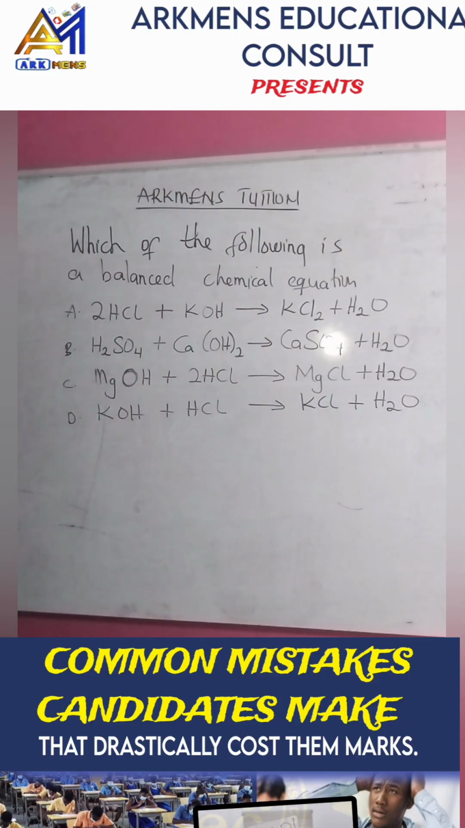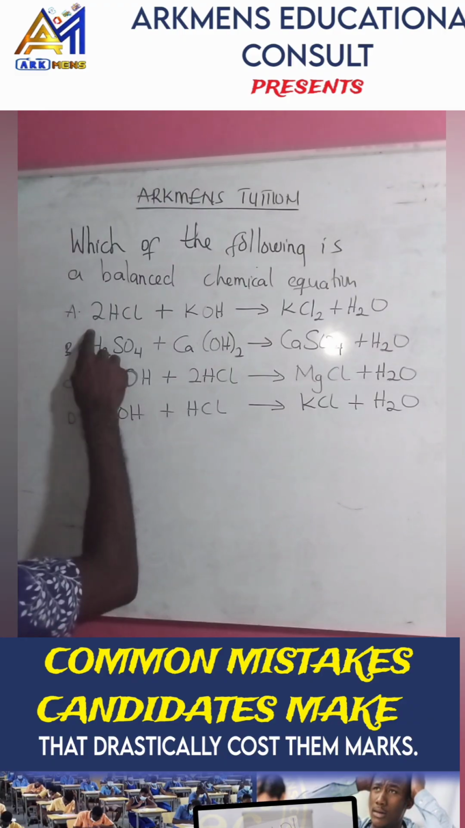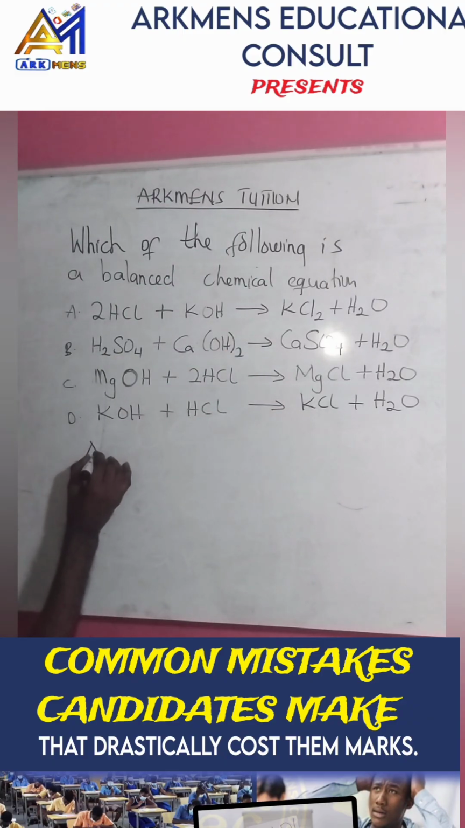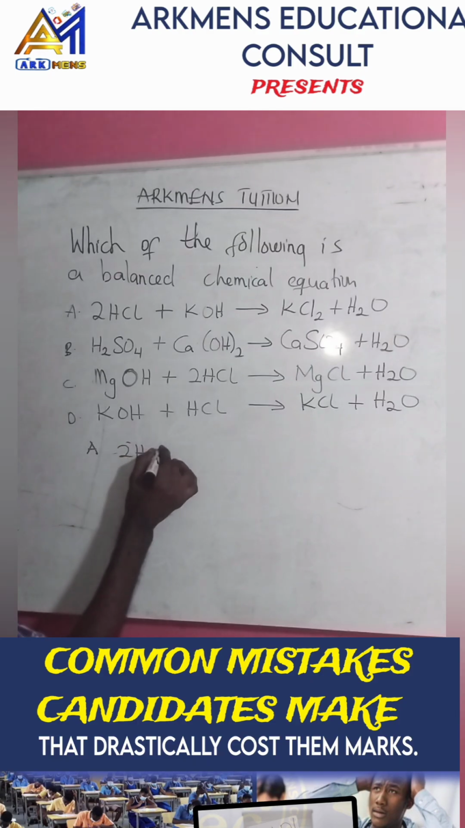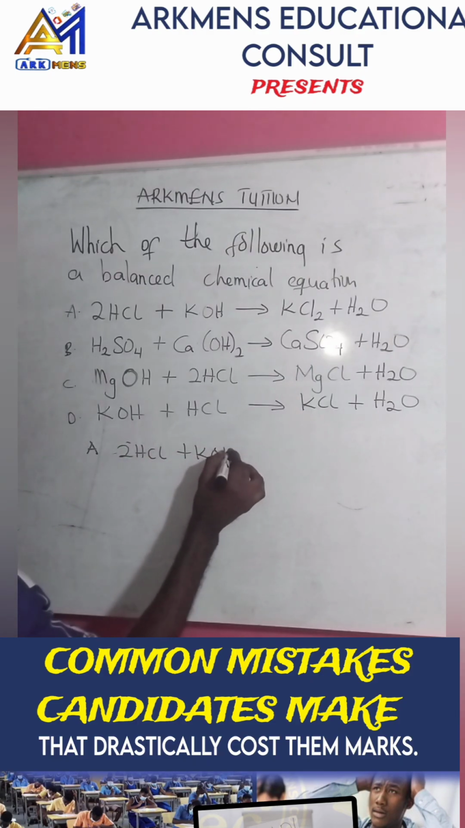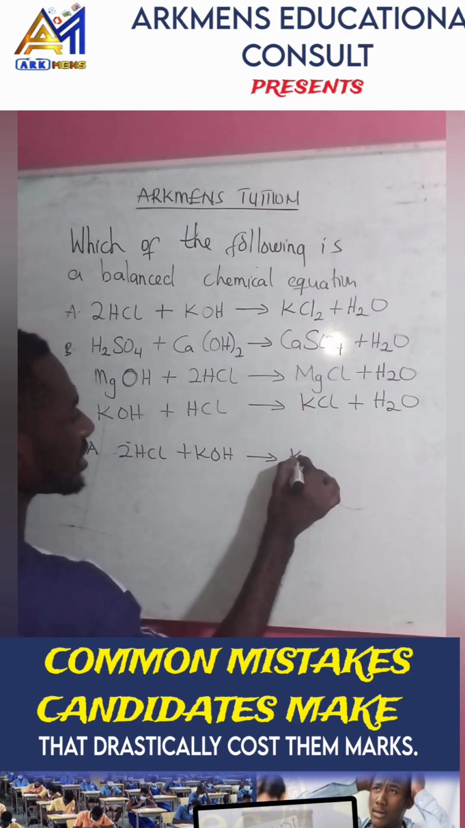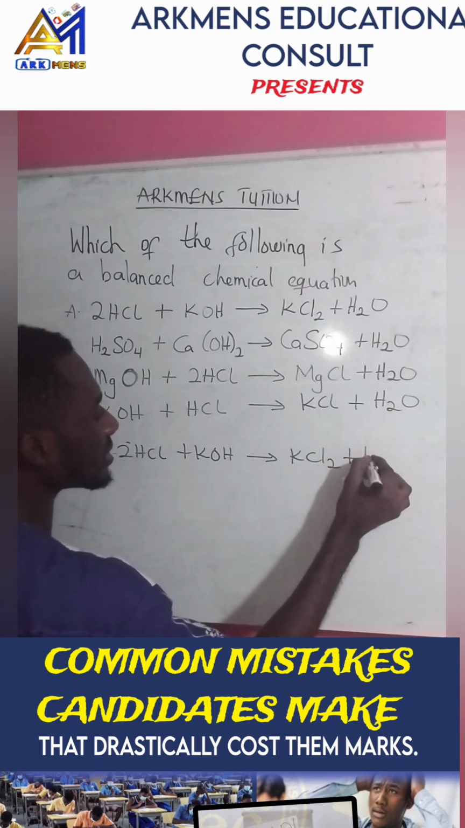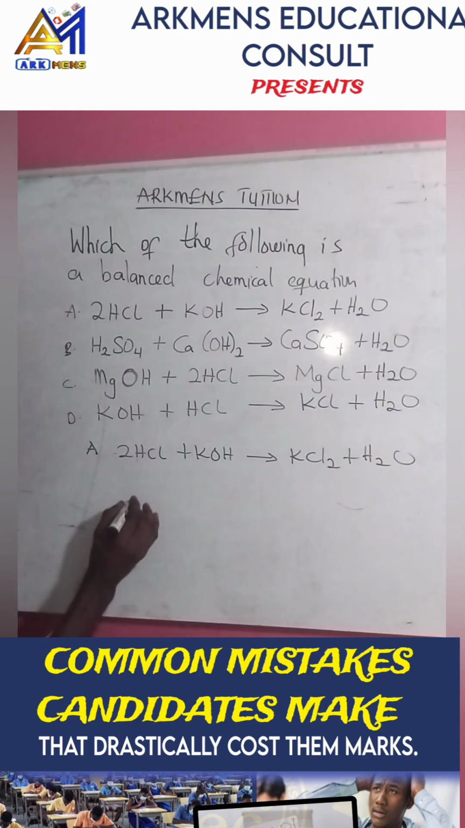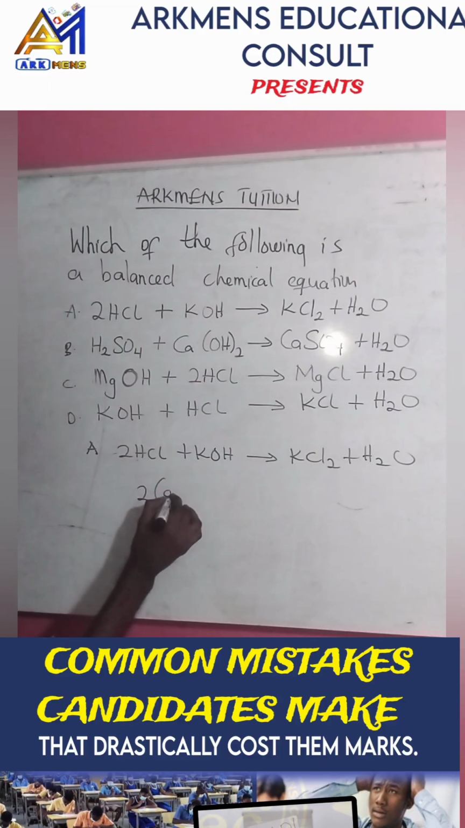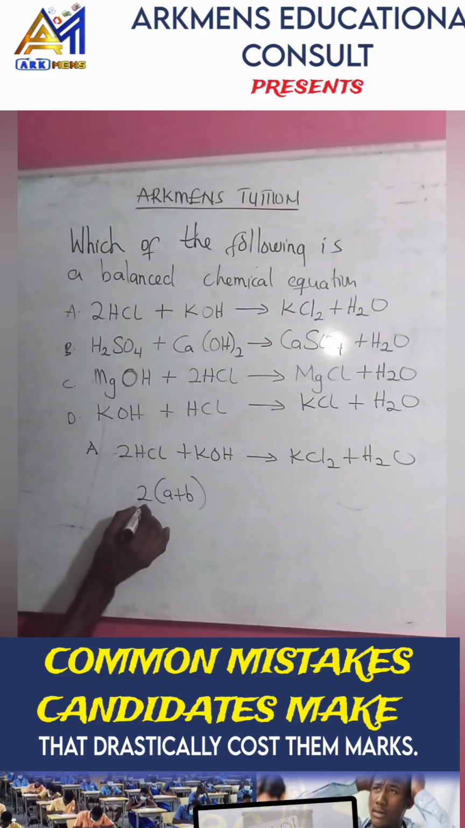Now that we have understood balancing chemical equations, let's take A. I will take my time and break it down. We have 2HCl plus KOH, then we have KCl2 plus H2O. Now let's look at the number of hydrogen. Just like in maths, if you have 2 into brackets A plus B, it simply means that this 2 is for both A and B.